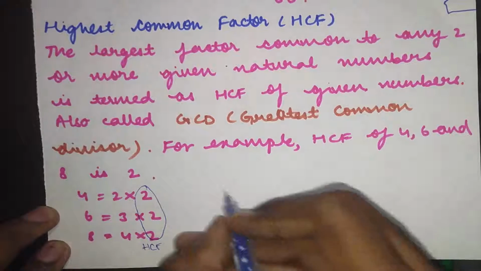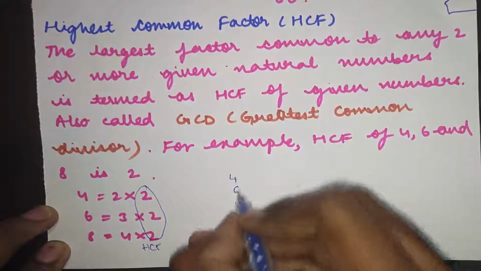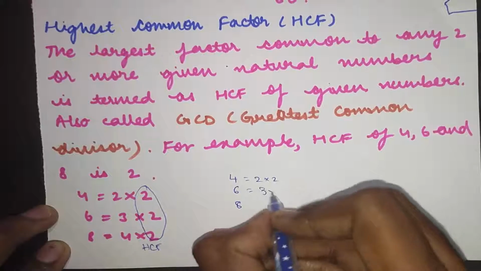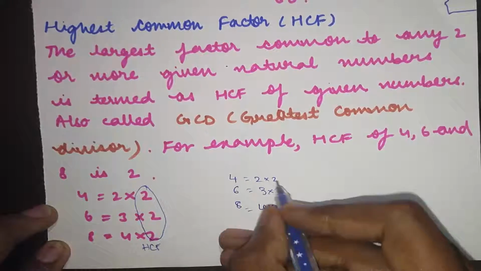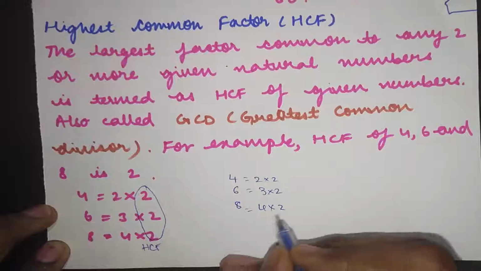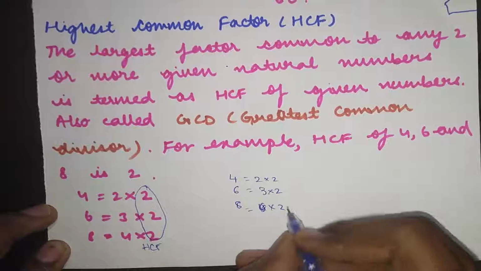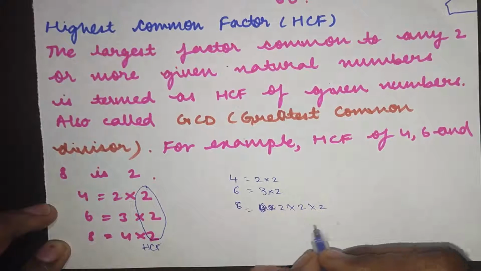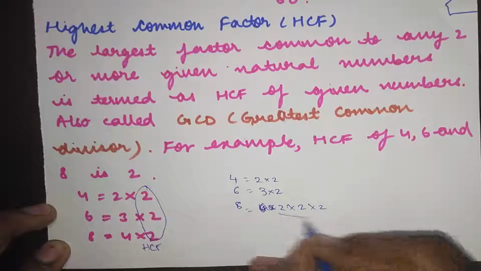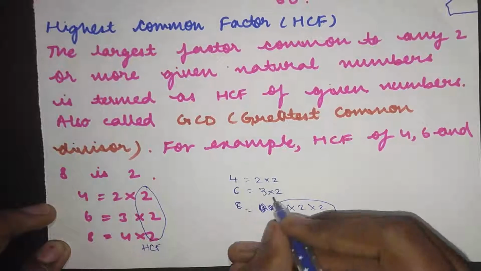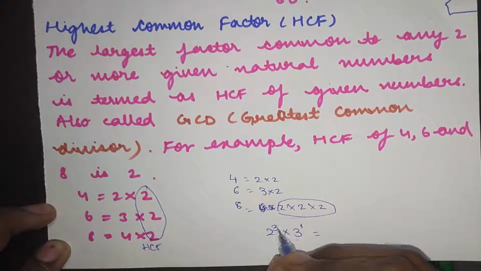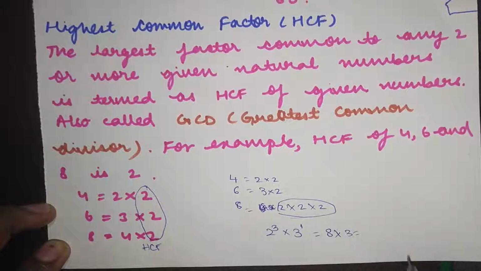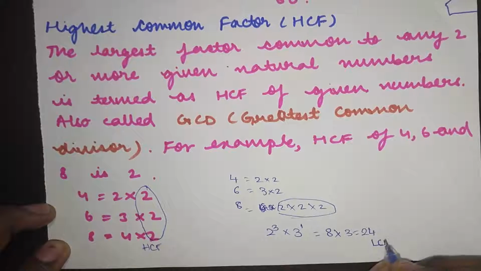What would be LCM of 4, 6 and 8? 2 into 2, 3 into 2, 4 into 2. The least common multiple out of all these three, what is the least? This is nothing but 2 into 2 into 2. What would be the least common multiple? 2's highest power is 2 power 3 and 3's highest power is 3. So 2 power 3 is 8, into 3 is 24. So this is the LCM of 2, 4, 6 and 8.